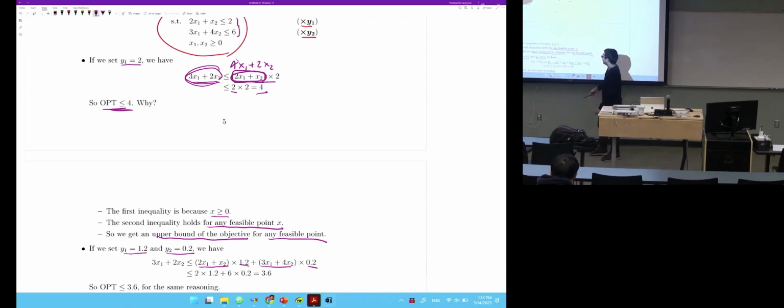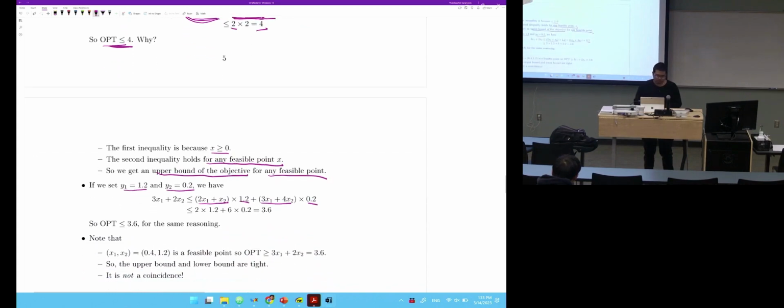Now, if x is feasible, this is going to be at most 2 from the constraint above. This is at most 6. This gives another upper bound of the objective, which is better. Now it's 3.6. And you know before that there is some point such that opt is at least 3.6. So you get a tight lower bound and upper bound here. And this is not a coincidence.